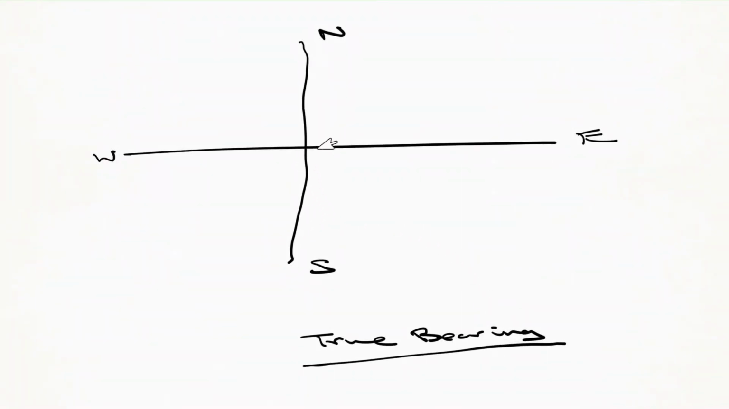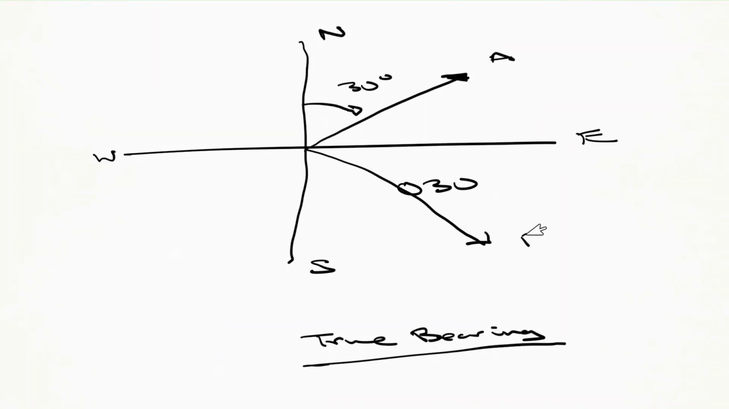Okay, so let's say I have a direction, say it's a sailing ship, ship A, and I want to give the direction in terms of a true bearing. So let's say this is at 30 degrees. If I wanted a true bearing for A, the bearing is actually 030. Okay, let's say I have another ship here called ship B, and let's say that is at an angle of 120. The bearing of ship B is 120 degrees.